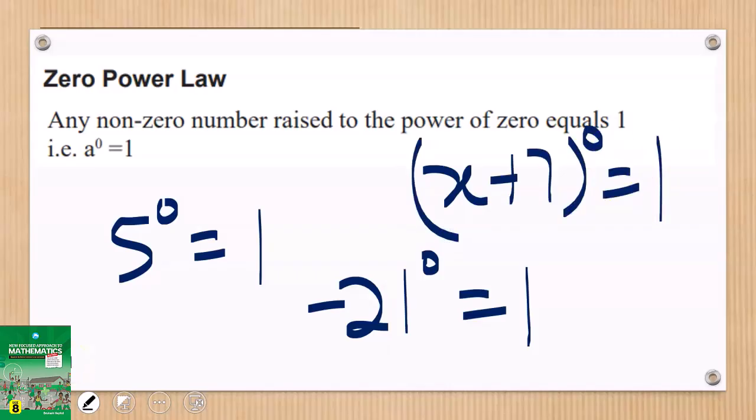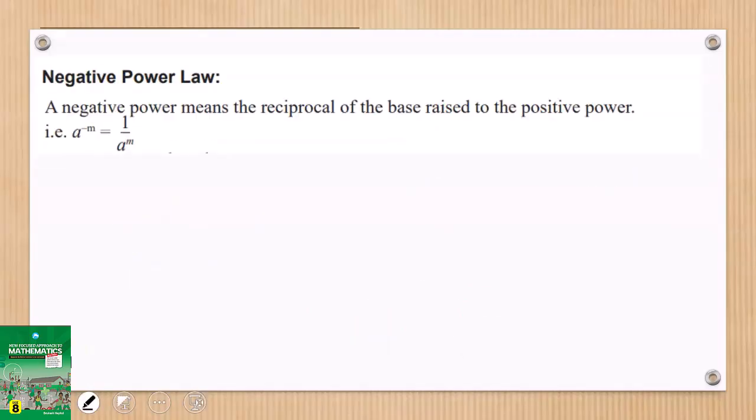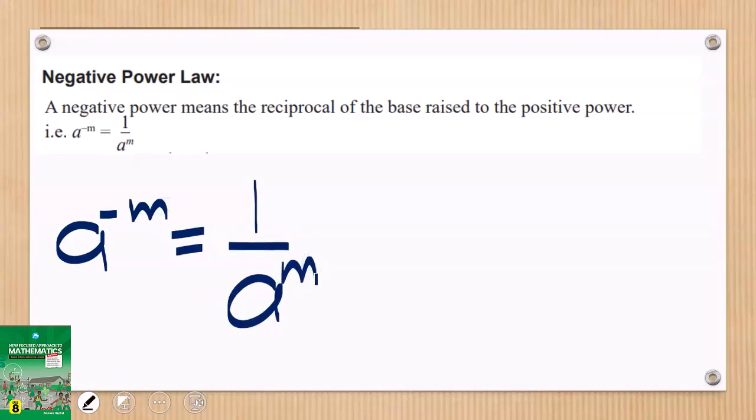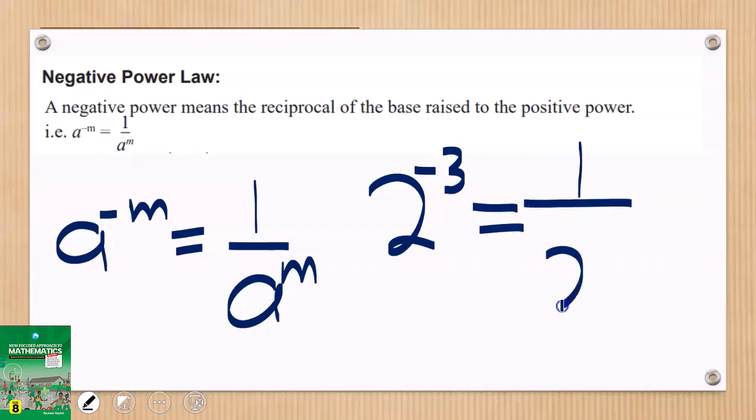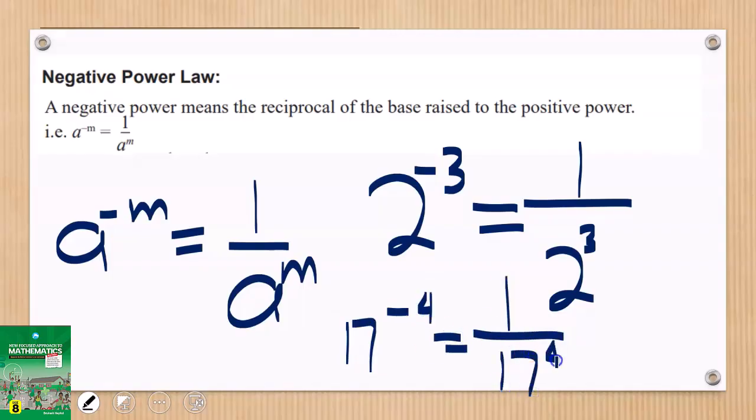Now let's take the last one. The last one is called the negative power law. If you have a number raised to a negative exponent, it simply means the reciprocal of the number to the positive exponent. So if I have 2 to the power negative 3, I can easily write 1 over 2 to the power 3. I hope it makes sense. If I have, let's say, 17 raised to the power negative 4, it simply means 1 over 17 raised to the power positive 4. That is what this law is also about.